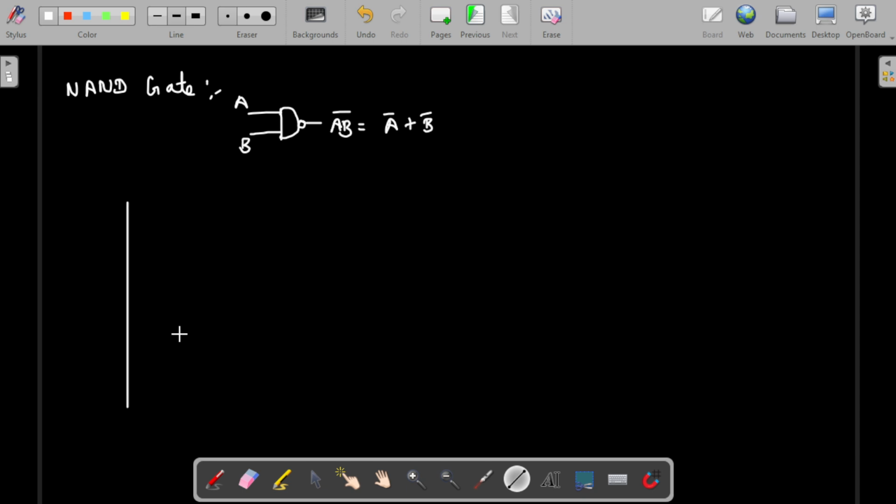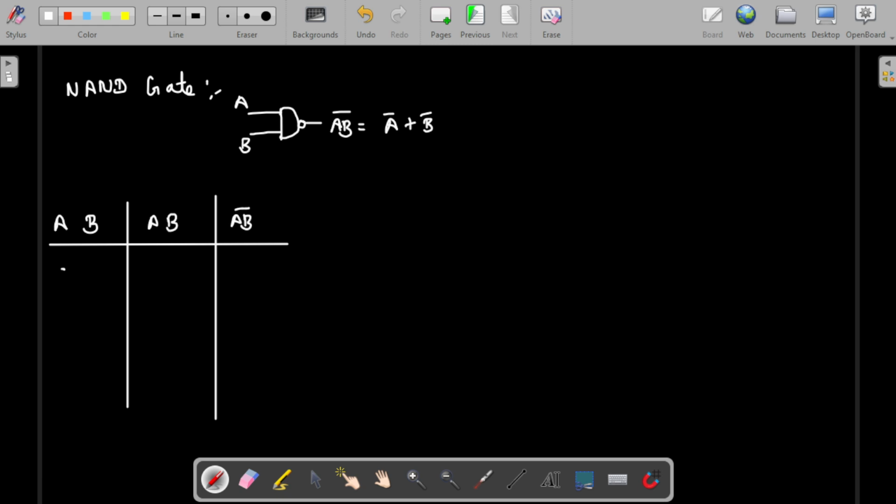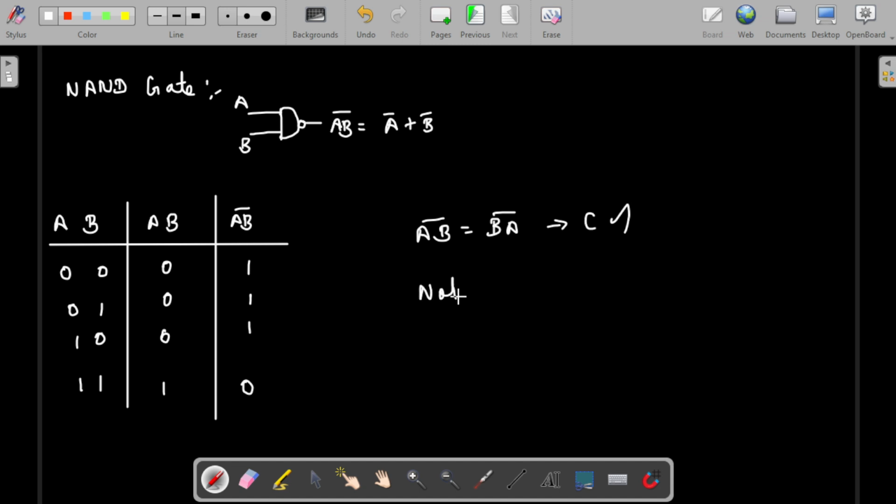So let's derive the truth table for the NAND gate. Let's take the inputs A and B, the product AB and its complement. The input combinations are 00, 01, 10, 11. This is as simple as the AND gate logic, and we take the complement of that, so the output is the inverse of AND. Here also the commutative rule will be followed, because (AB) bar is equal to (BA) bar. So commutative will be followed, but associative will not be followed in the special or universal gates, NAND and NOR.